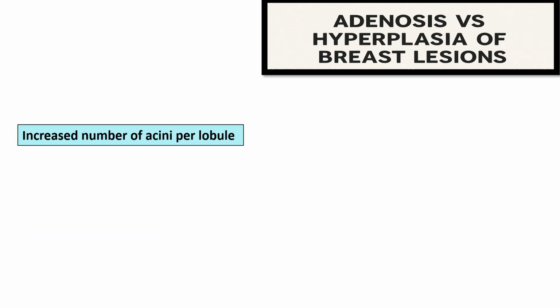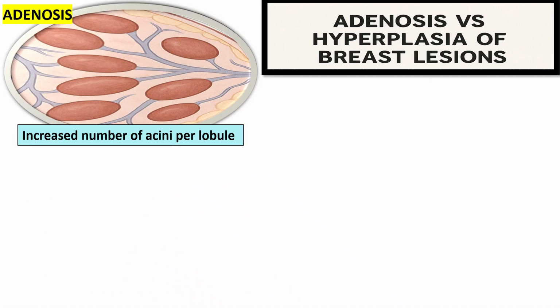Coming to adenosis versus hyperplasia of the breast lesions, what is adenosis and what is hyperplasia? Most of us get confused between these two entities. Coming to adenosis, what is adenosis? It is increase in the number of acini per lobule, as we can see here. So in a lobule, the number of acini gets increased, but not the epithelial cells.